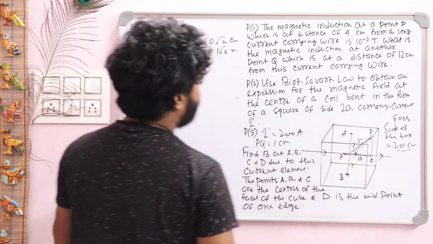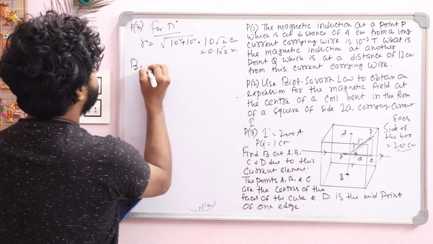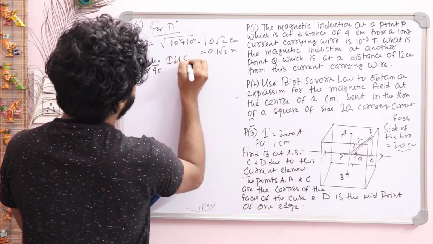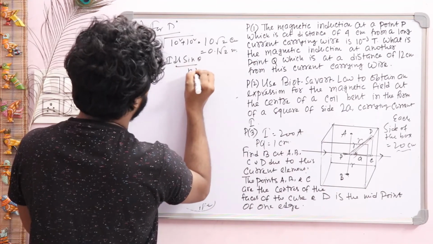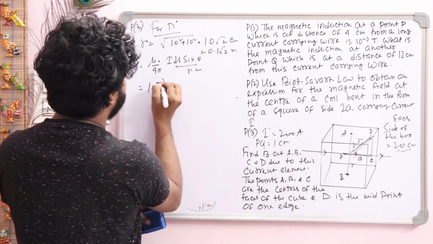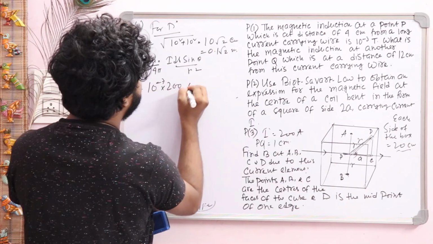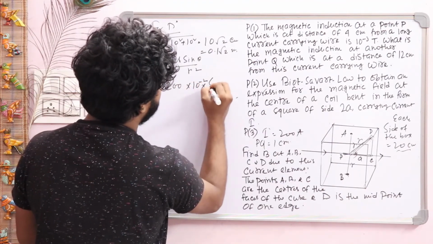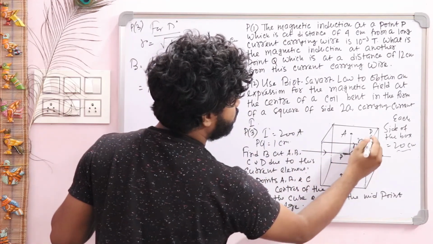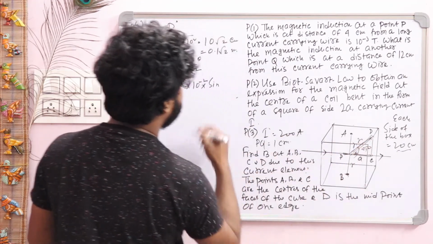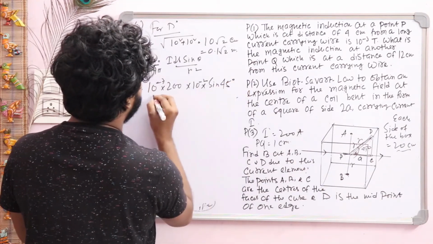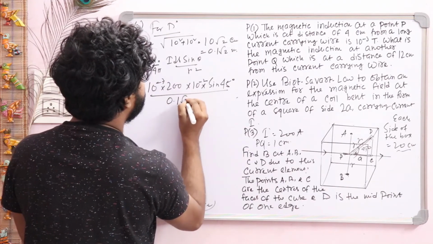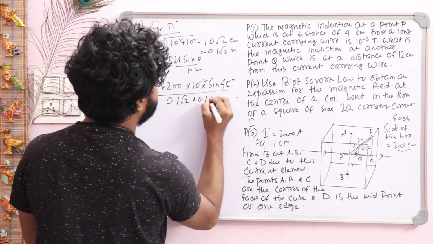Okay, now you use the formula, B is equal to mu naught by 4 pi I del L sine theta divided by R square. Mu naught by 4 pi 10 to the power minus 7, I, that is 200, del L, that is 1 centimeter, that means 10 to the power minus 2, and here sine, you see this angle, this is the middle point, so this angle is 45 degree, sine 45, and R square, that's this one, 0.1 root 2 into 0.1 root 2.